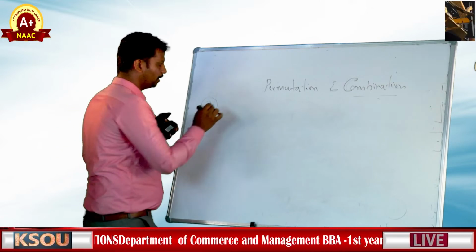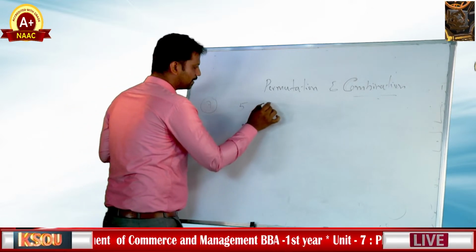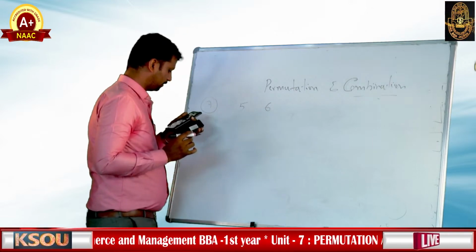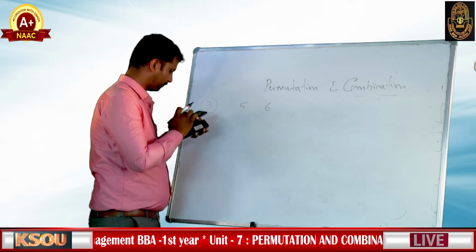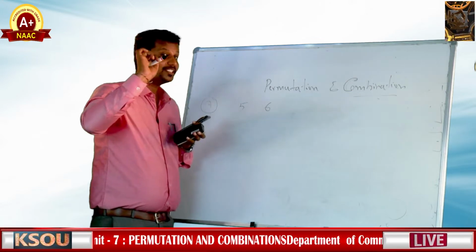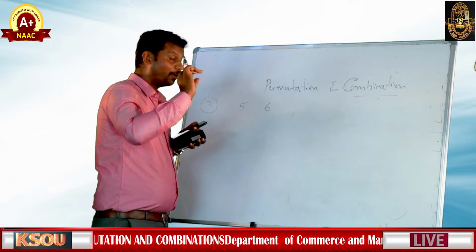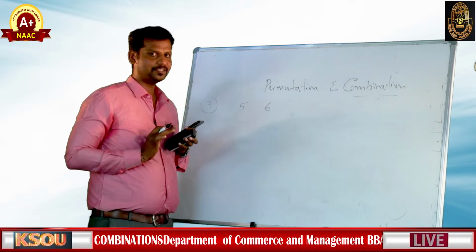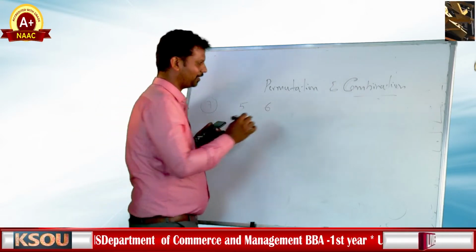Out of 5 boys and 6 girls. Then what are the terms and conditions? The condition is that the boys must be the majority. Just take it in a table. Okay.